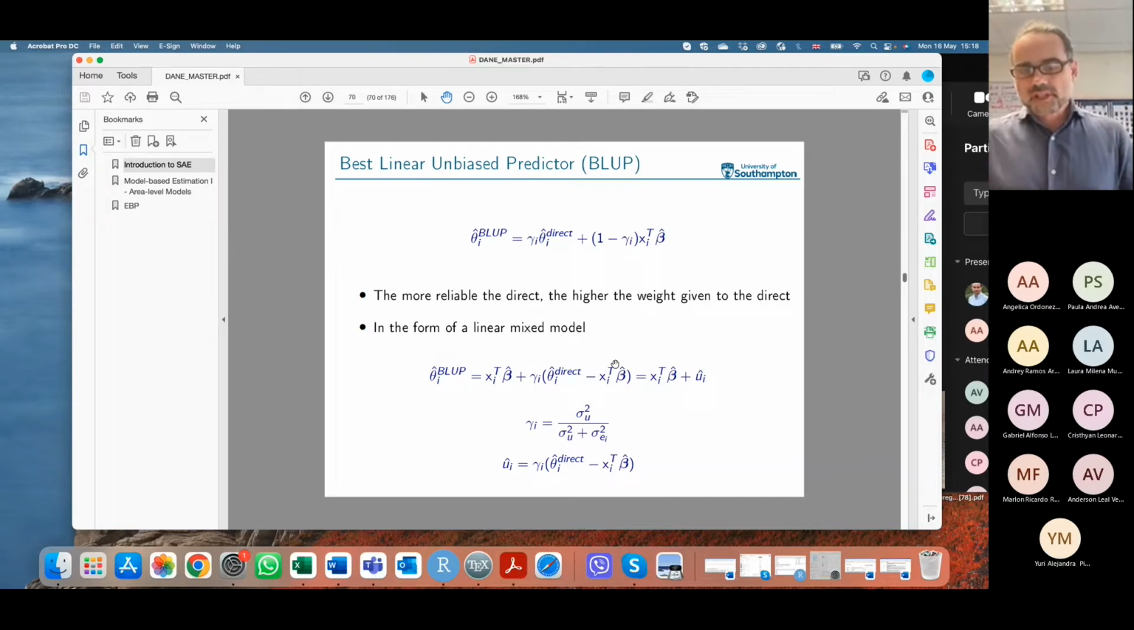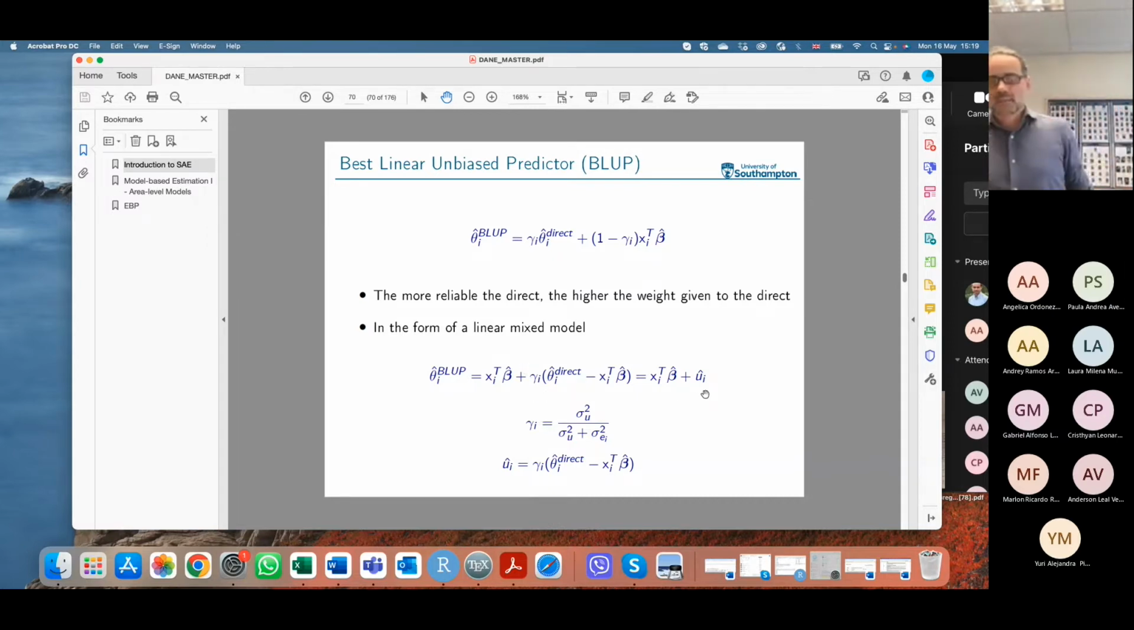The BLUP can also be written in the form of a mixed model. The best linear unbiased predictor of theta I is nothing more than X I transpose beta hat plus U I hat. This U I hat is the difference between the direct estimates and the fitted values under the model, so it's theta I hat direct minus X I transpose beta hat. You see that this is like a residual, and then you weight these residuals by gamma I. That effectively gives you the predicted random effect U I. So the predicted random effect is nothing more than a residual weighted by a factor gamma I.